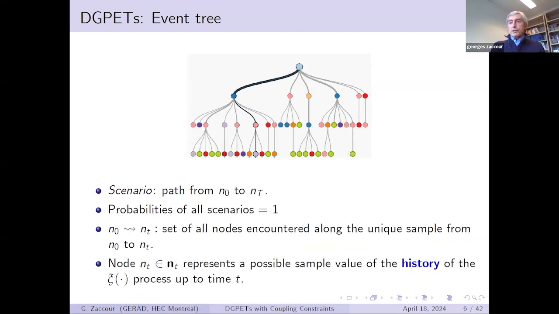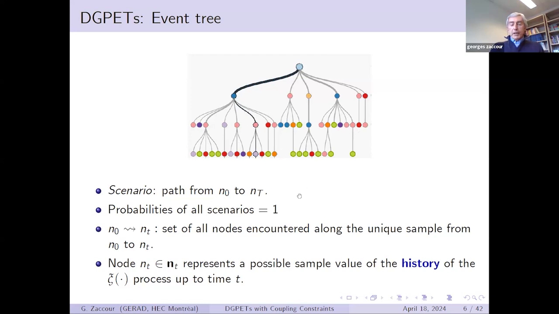Now, as in stochastic programming, we refer to a scenario as a path emanating from the initial node or root node to any terminal node. So this would be called a scenario. The probabilities of all scenarios sum to 1. And we can use this notation to mention what are the nodes that are encountered on the unique sample path emanating from n0 to go to n_t. So for instance, this is one particular path here.